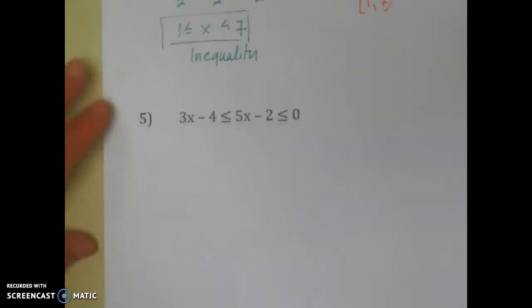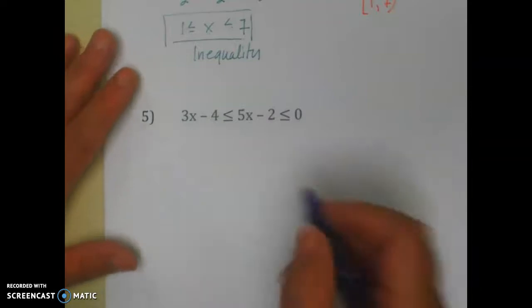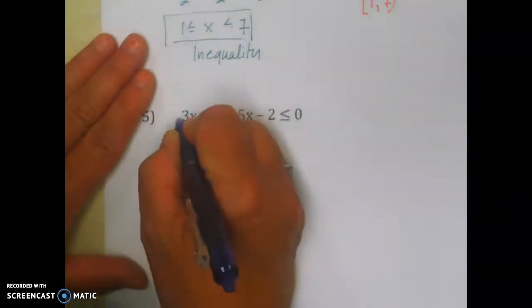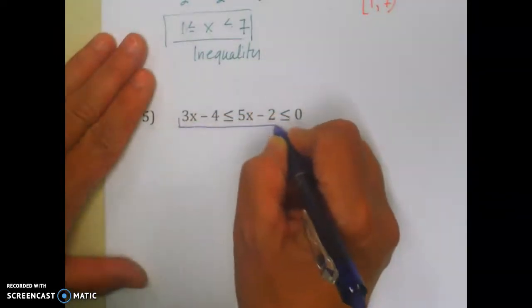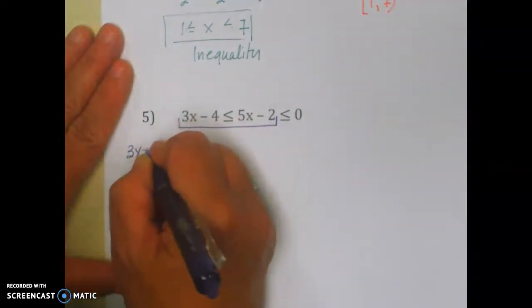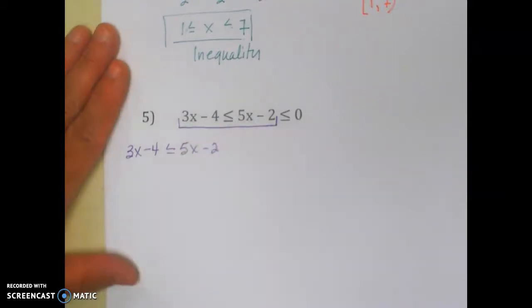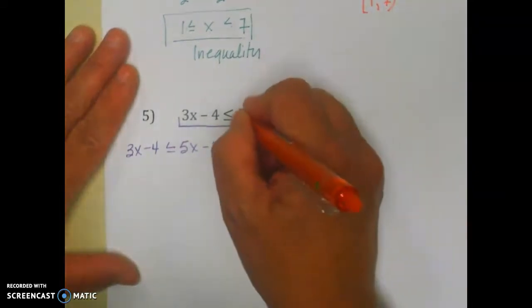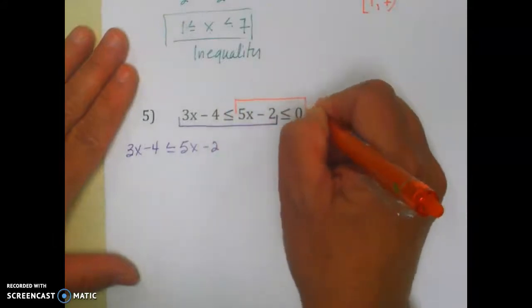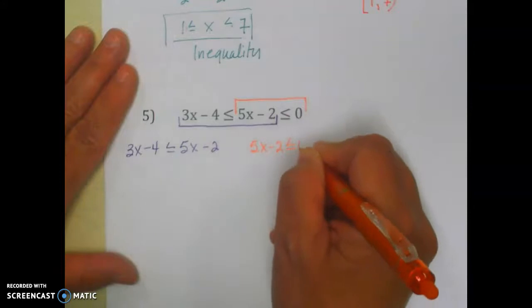This one's different, so I'm going to do it a different way. And what I'm going to do is break it up into 2 different equations to solve. The first one is going to be everything before the inequality all the way up to the next inequality. So my first equation is 3x minus 4 is less than or equal to 5x minus 2. The other inequality is going to be just after the first one all the way to the end. So this is going to be 5x minus 2 is less than or equal to 0.